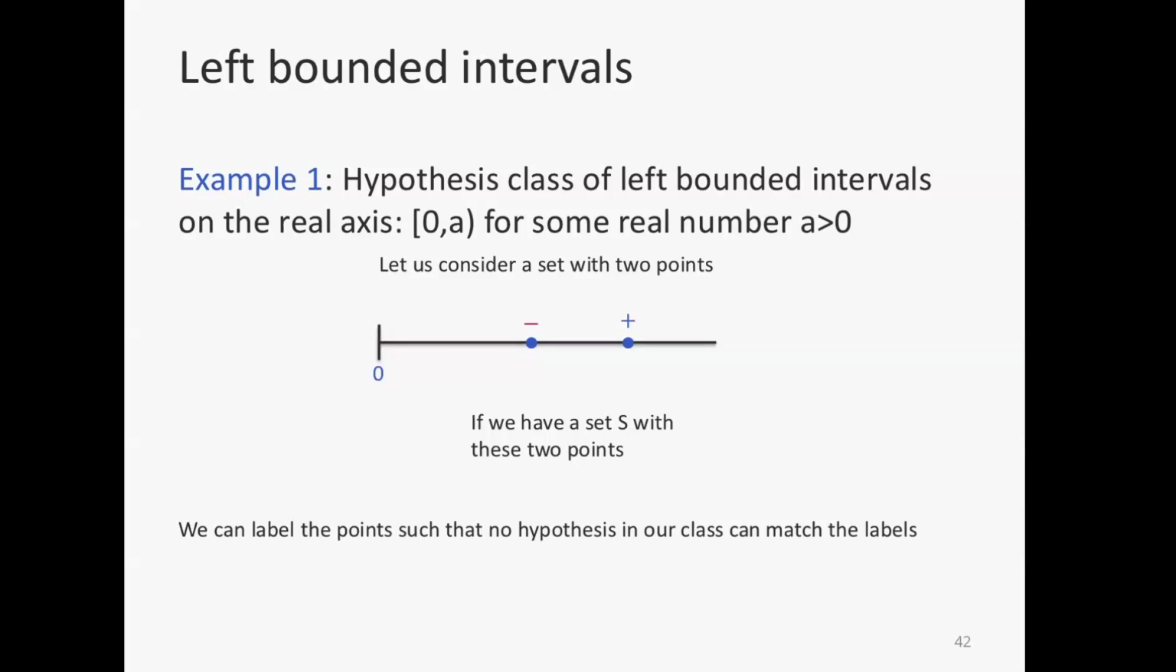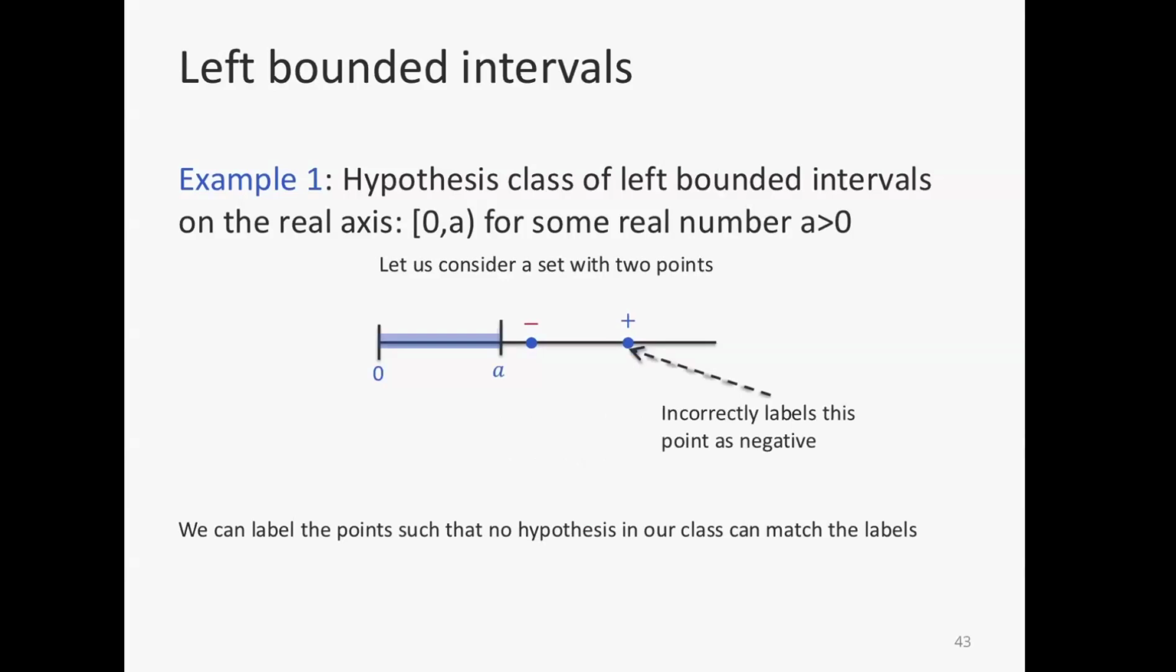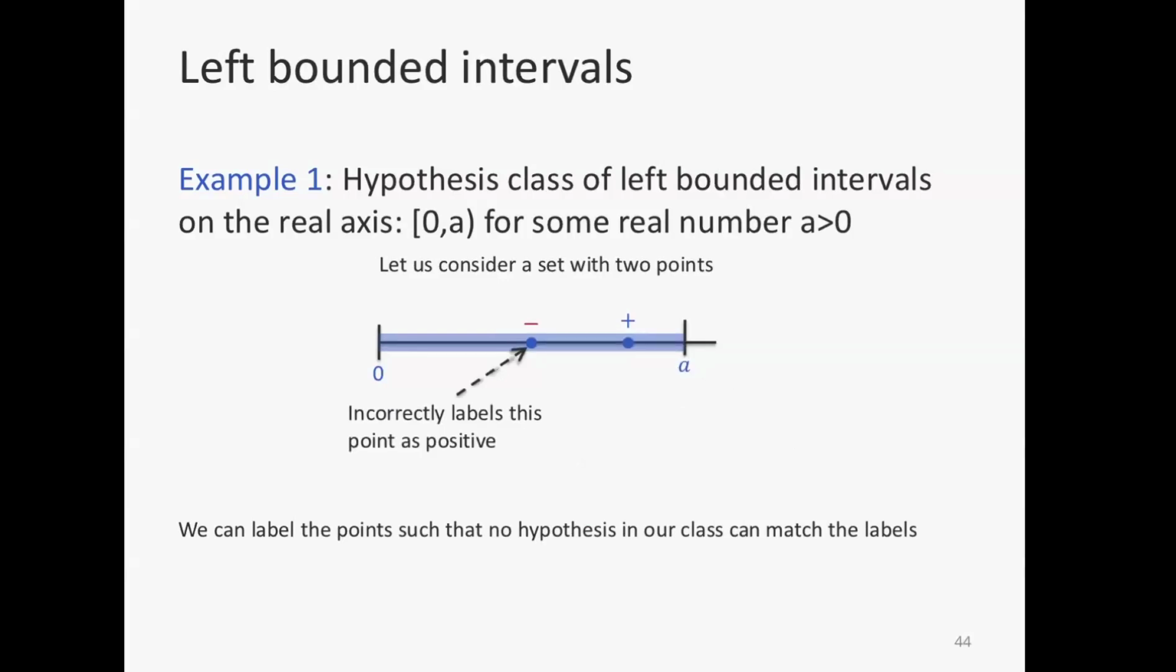And to make this proof painfully obvious, I can try labeling it. If I put the boundary to the left of the first point, it mislabels the second point. If I put it on the other side of the second point, then it mislabels the first point. If I put it in between them, it mislabels both points, and there's no other place to put it. So no matter where I put that A, at least one point is going to be mislabeled. That means there's no function in our function space that can match this particular labeling.